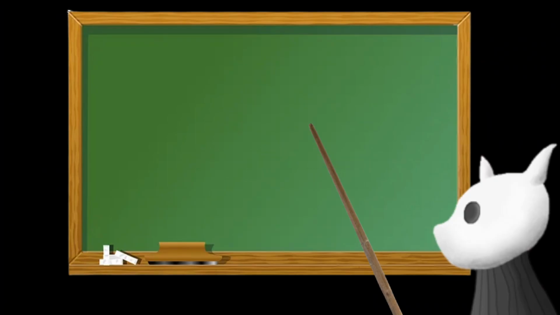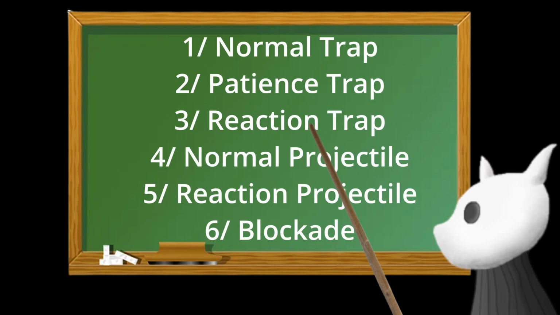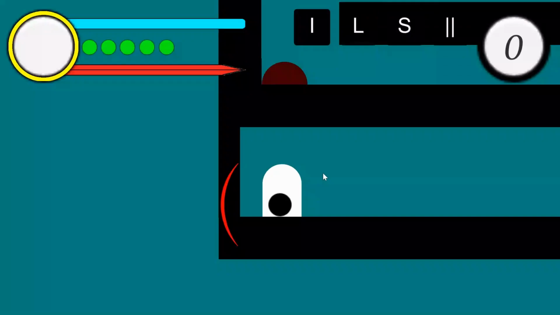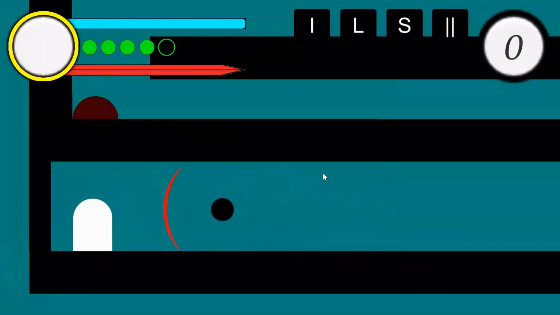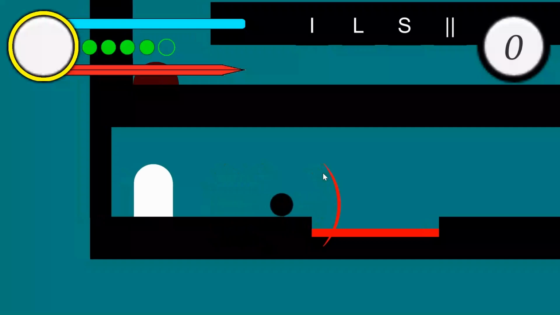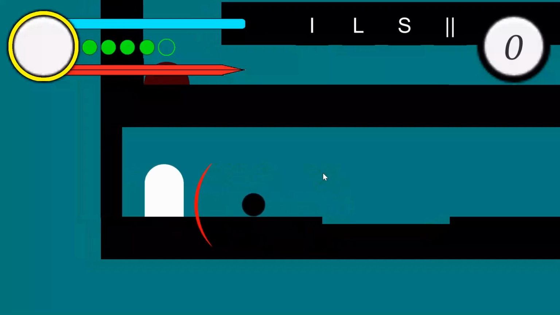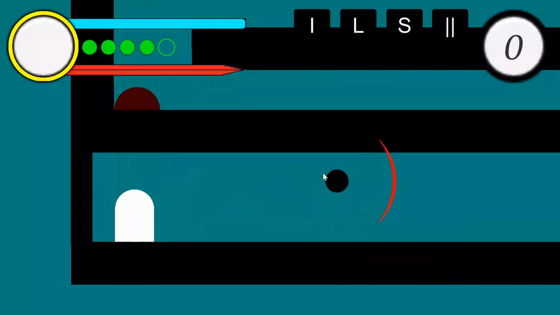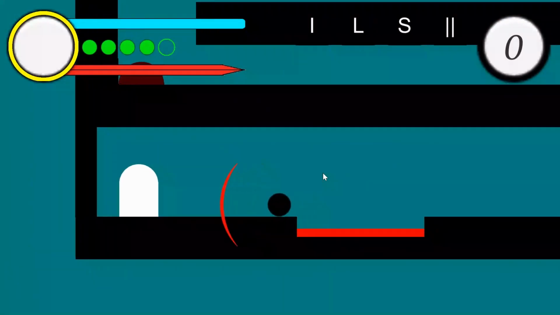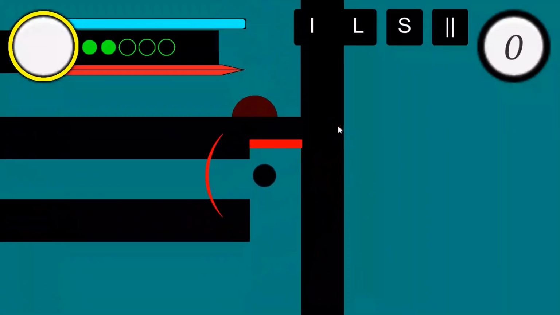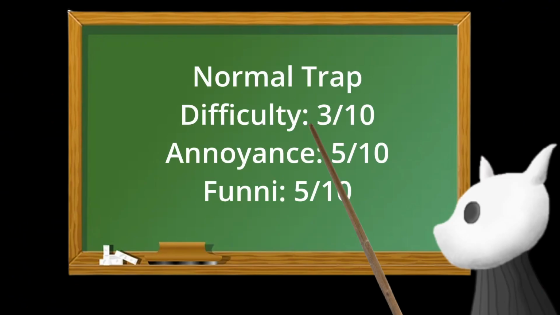Now I figure out that if we only have one type of traps, it would be pretty boring and not frustrating enough. So I created 6 types of traps. The first trap is a normal trap. The normal trap simply reveals the spike below your feet when you are not careful. There are 3 types of normal traps, the one on the floor, the one on the wall, and the one on the ceiling. This is a very basic trap and does not require much effort to figure out how it works. You will learn after a death or 2.